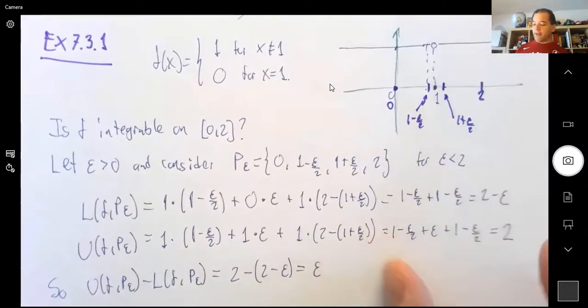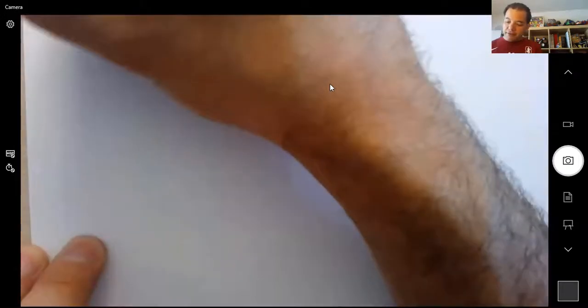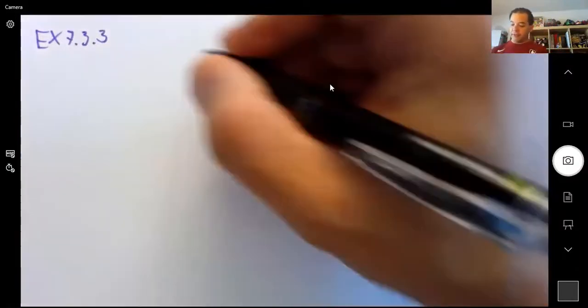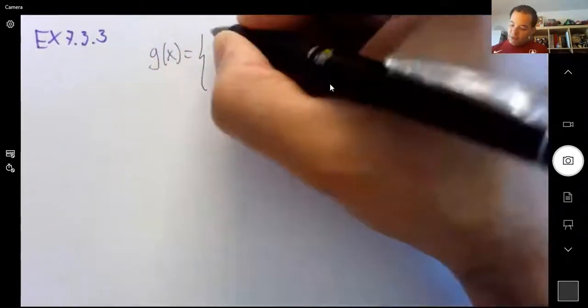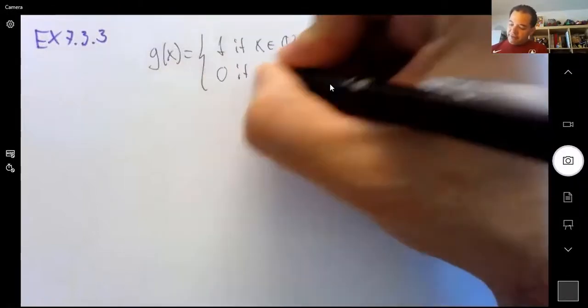But before, I'm going to show you another one, actually a non-example. So this is going to be a non-example. So I'm going a little bit in a different order here. So I want to do this example 7.3.3. And this is our old friend, our Dirichlet function, right? So you may remember it. This is 1 if x is rational, and 0 if x is not rational.